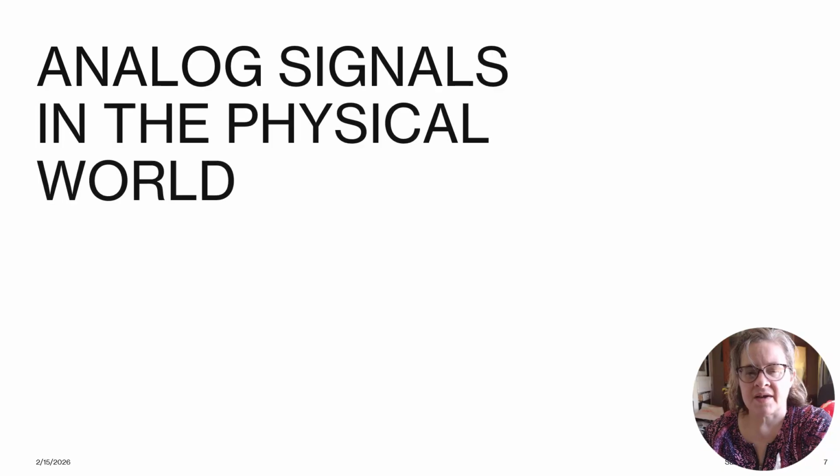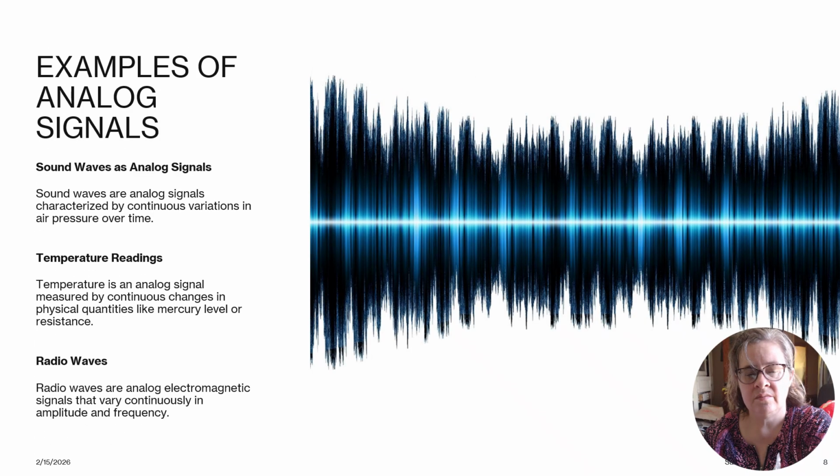In the following section, we explore examples, properties, and limitations in analog signals encountered in real environments. Common analog signals include sound waves, temperature reading, radio waves, all represented by continuously varying physical quantities.